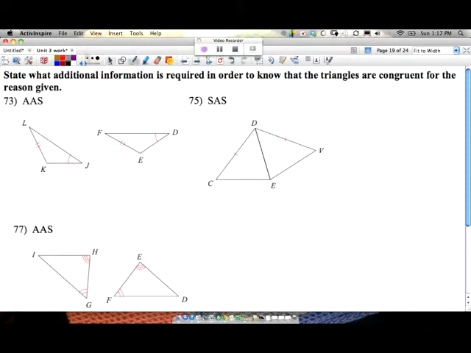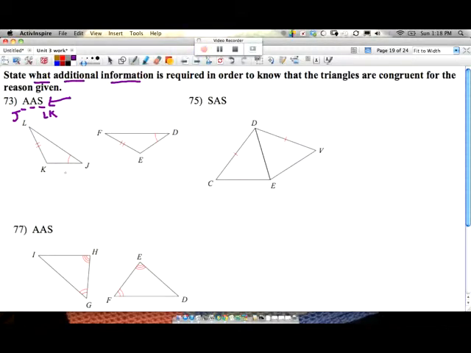Same idea. But this time, I'm going to tell you what I'm looking for, but something is missing. What additional information? Alright, so it says angle, angle, side. I see angle, angle, side. Well, I got the side. The side is side LK. And the first angle is angle J, but it's missing the one in between, because look, I could either go up to here and then down, or I could go down to here and then up. I need an angle, really.